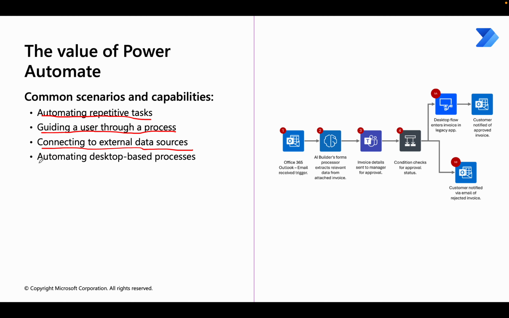The last one is automating a desktop-based process. For the desktop-based process, you may use the desktop flow, which we also call RPA, robotic process automation, to automatically replace the actions of a human being.